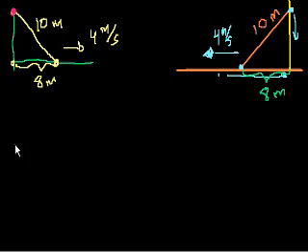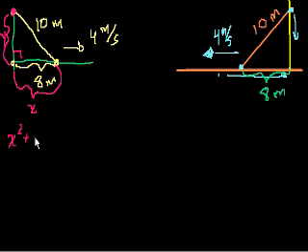So how do we think about this? Well, let's call this distance right here x, because it's the horizontal displacement. And let's call this distance up here y. So at any given point in time, how do x, y, and 10 relate? Well, this is a right angle, so we can use the Pythagorean theorem. So we know that x squared plus y squared is equal to the hypotenuse squared. It's equal to 10 squared, which is equal to 100.